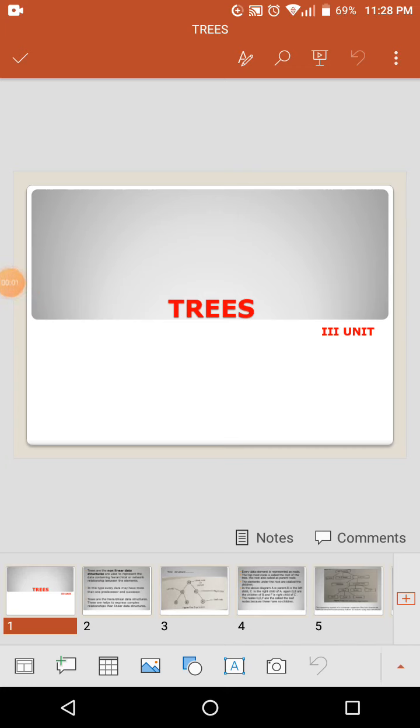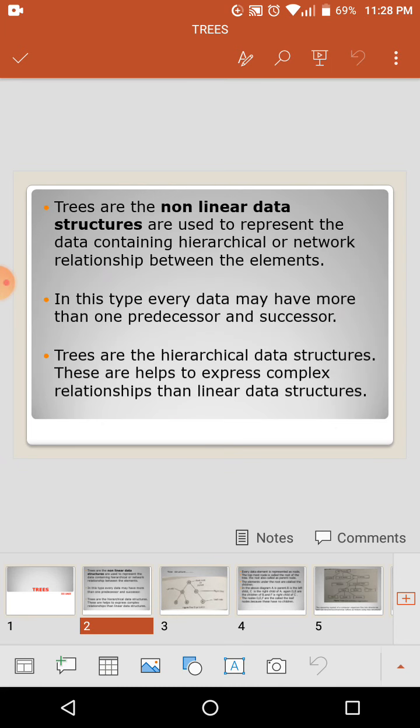In this session, we will learn about one of the nonlinear data structures, trees. What is a tree? Trees are nonlinear data structures, and they help to represent data containing hierarchical data elements, or some network type of relationship between the data elements. In this type of data, every data element may have more than one predecessor and successor, nothing but a parent and child relationship. Just like hierarchical details are represented in the fashion of nonlinear data structures using trees. So basically we can say that trees are hierarchical data structures.